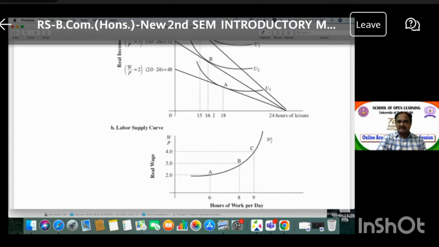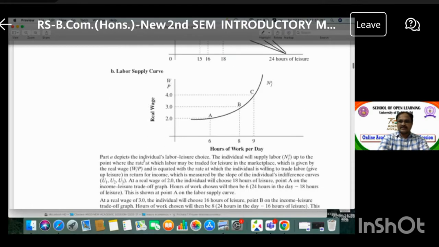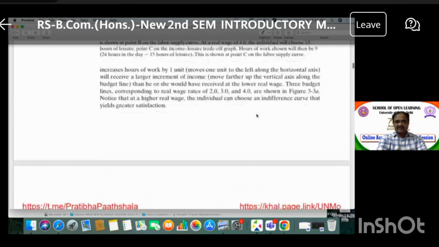Increasing level of leisure hours, decreasing level of wage rate. Increasing level of working hours, real wage rate is decreasing. So what is the supply curve? More working hours, more wage rate, so the supply curve is upward sloping.